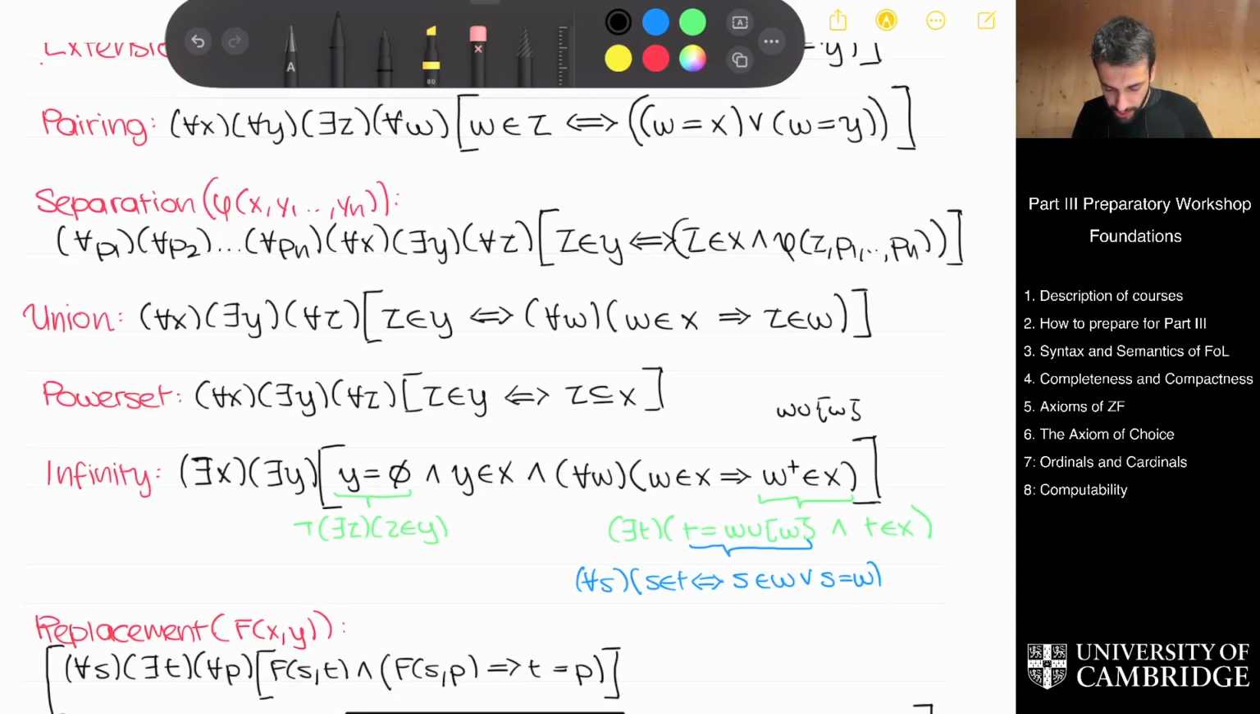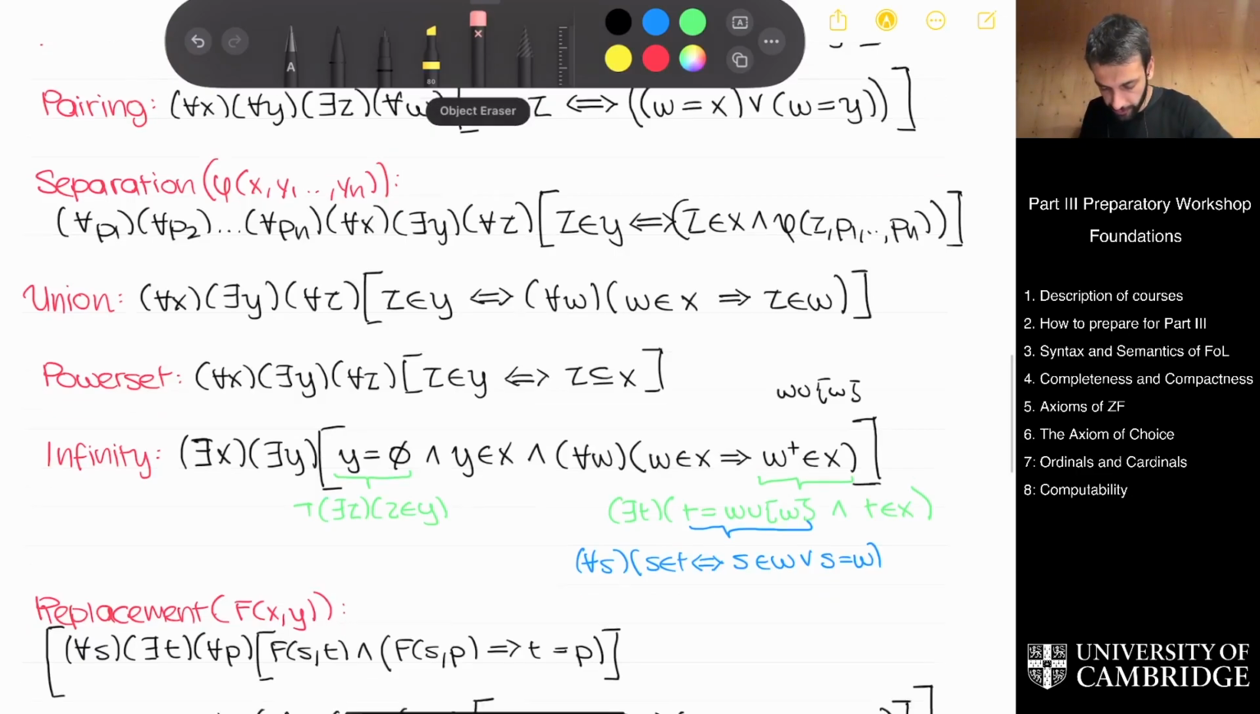So how do I say that W plus is in X? What I can say simply is that there is some set T such that this set is equal to W union the singleton W, and this set is in X. Then I simply need to say again what it means to be equal to W union the singleton W, and what this means is that for all things S, S is in T if and only if S is in W or S is equal to W itself.